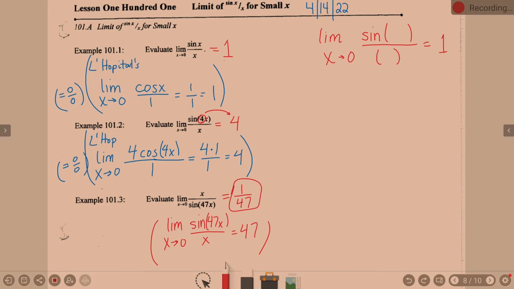Okay, so sine x over x is just a good one to know. The limit as x approaches 0 of sine x over x. L'Hopital's is there as your proof, but be familiar with that. Okay?